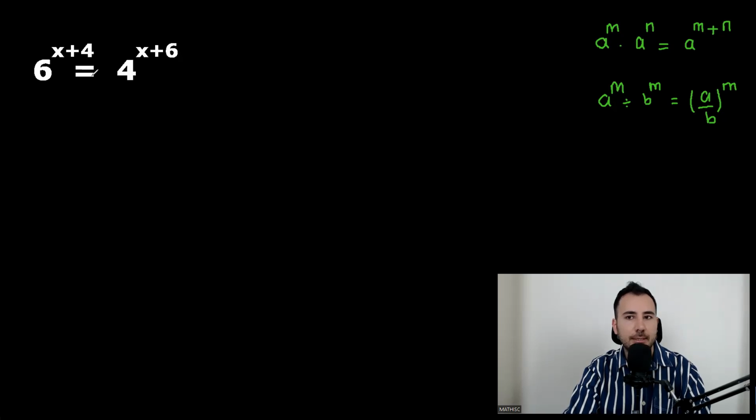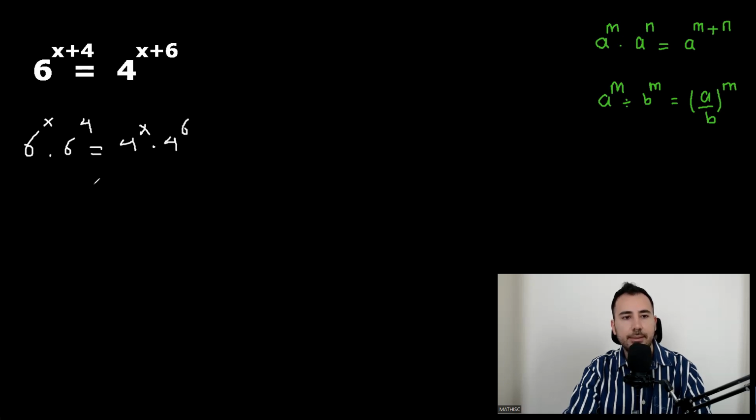To do that, I'm going to use the first power rule. The left-hand side becomes 6 to power of x. And this plus becomes this term. So I'm going to write it as multiply by 6 to power of 4. Okay. The same thing with the right-hand side, 4 to power of x, multiply by 4 to power of 6.